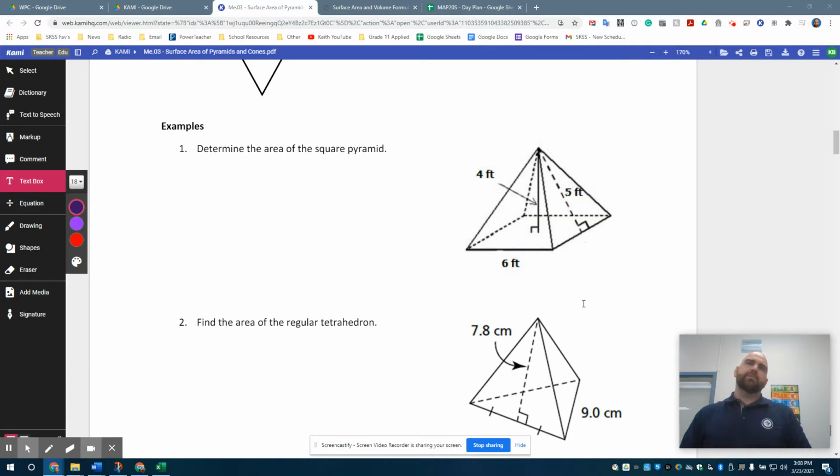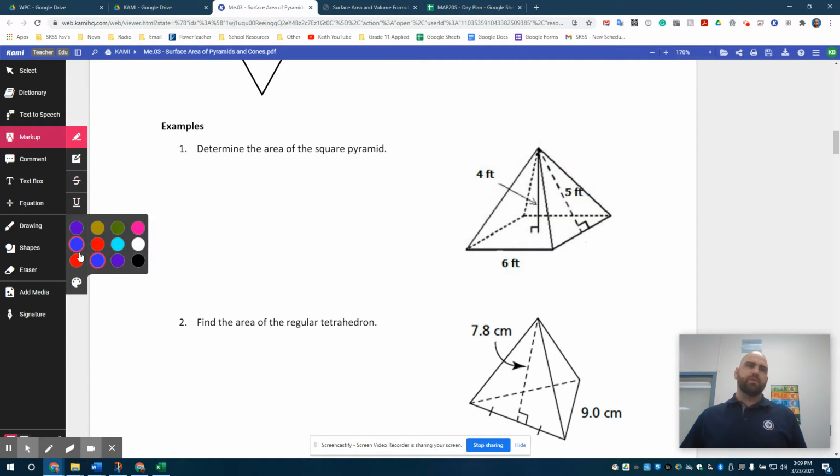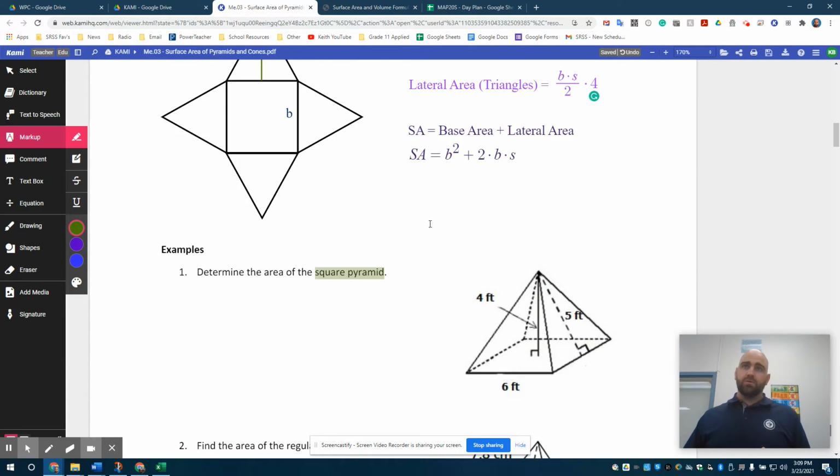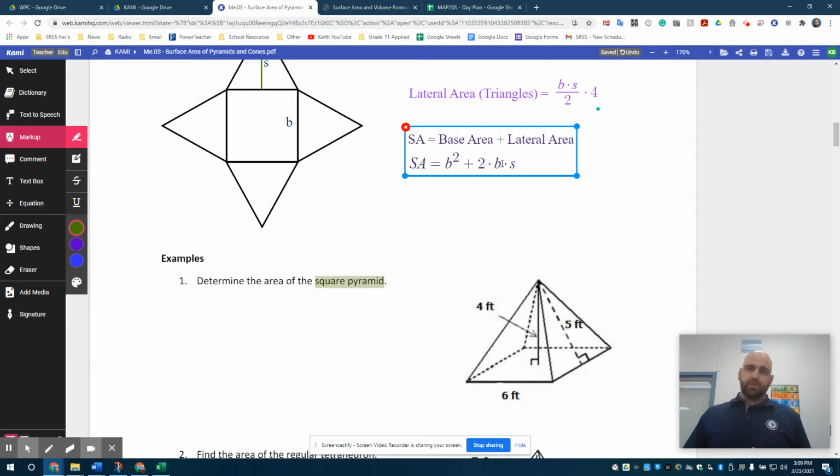So we're going to do a couple of examples on finding the area of a pyramid. We're going to start off by taking a look at a square-based pyramid. You're given the note here that it is a square-based pyramid or square pyramid, meaning that the bottom is a square. So that tells us that we can use this equation if we want to.